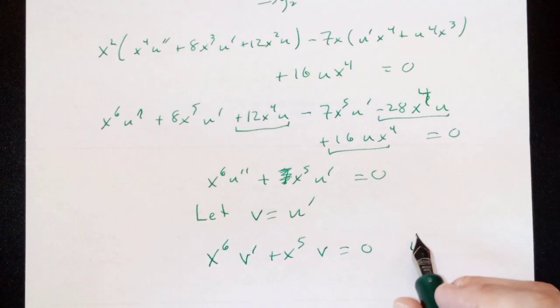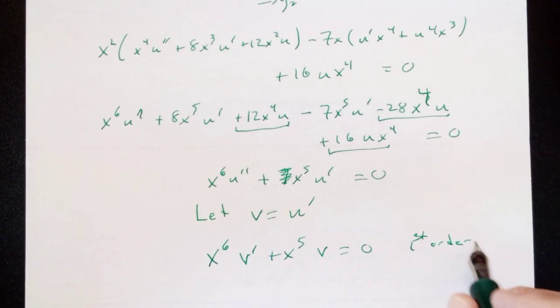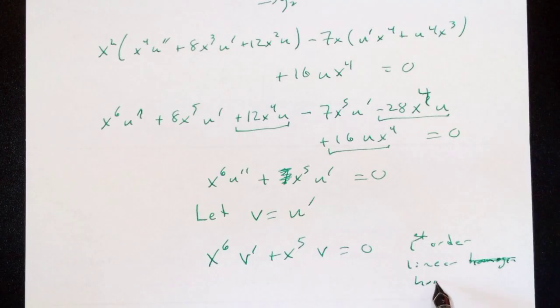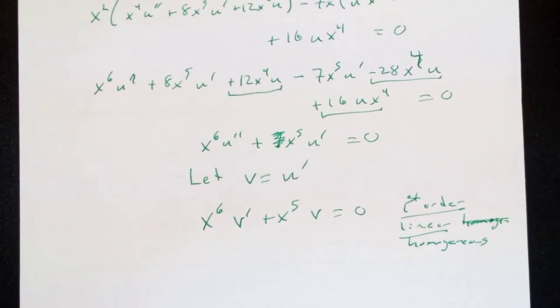This is first order, linear, and homogeneous. But it's first order and linear. I know how to solve those. That was last exam. How do I solve this?